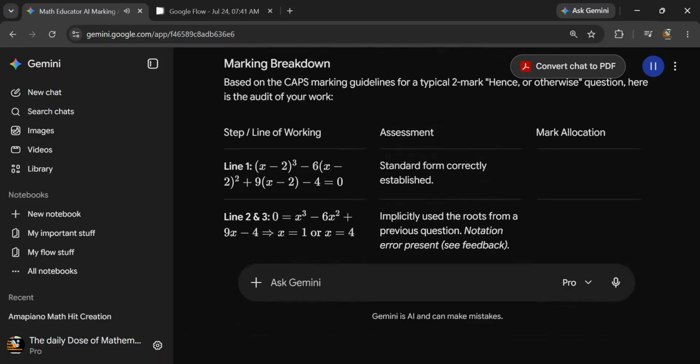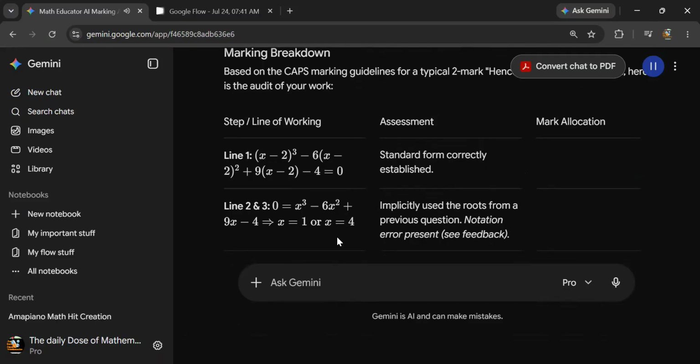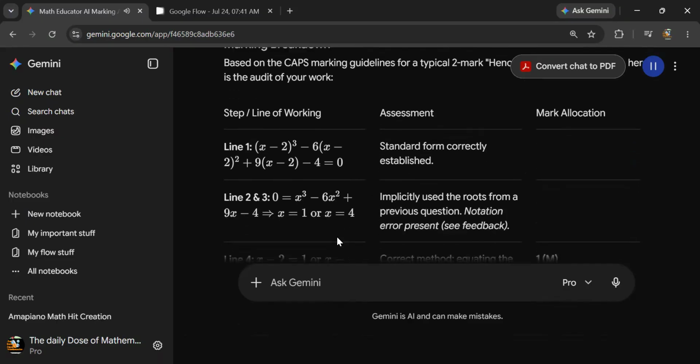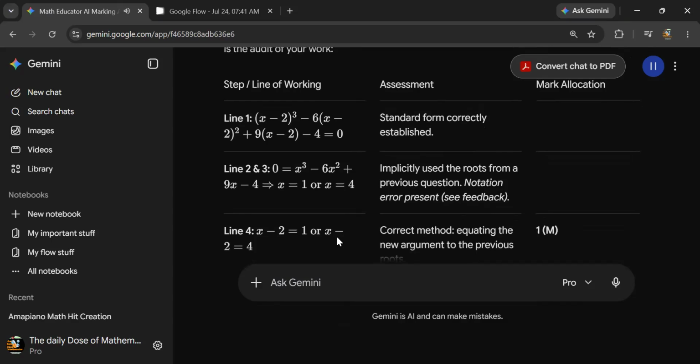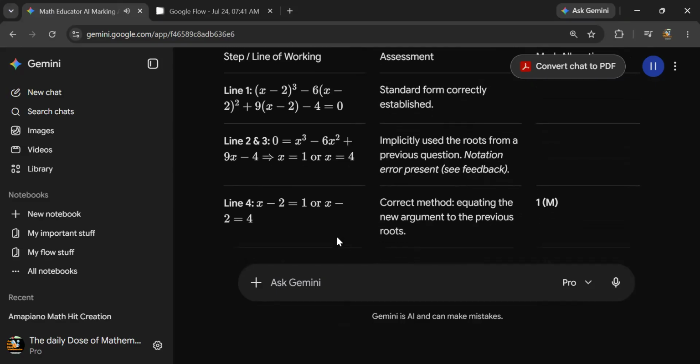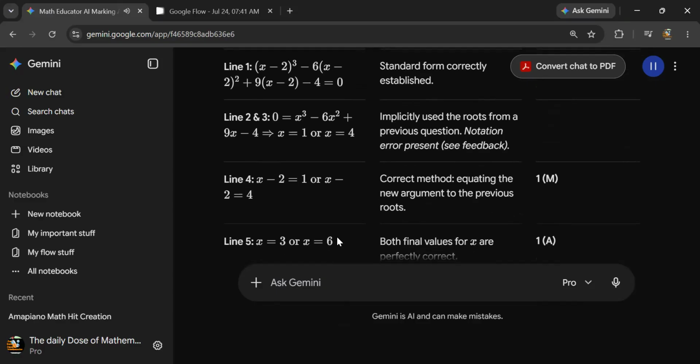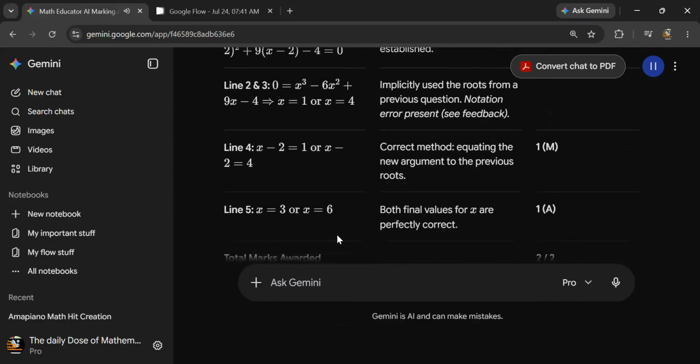Marking breakdown. Based on the CAPS marking guidelines for a typical 2-mark, hence or otherwise, question, here is the audit of your work. Step, line of working, assessment, mark allocation. Line 1: (x-2)³ - 6(x-2)² + 9(x-2) - 4 = 0. Standard form correctly established. Lines 2 and 3: 0 = x³ - 6x² + 9x - 4, so x = 1 or x = 4. Implicitly used the roots from a previous question. Notation error present, see feedback.